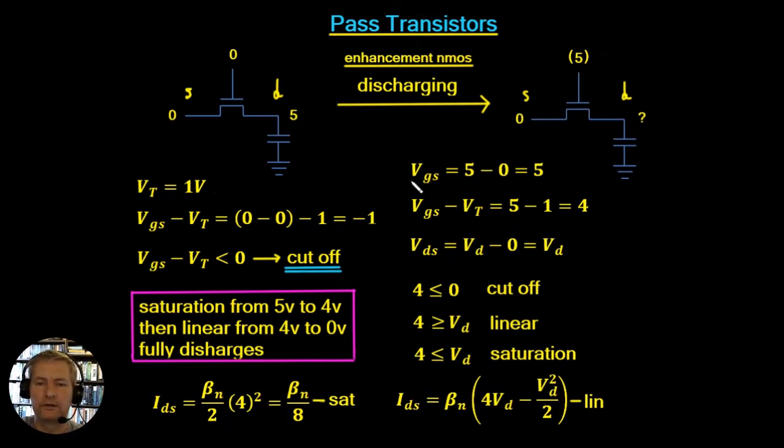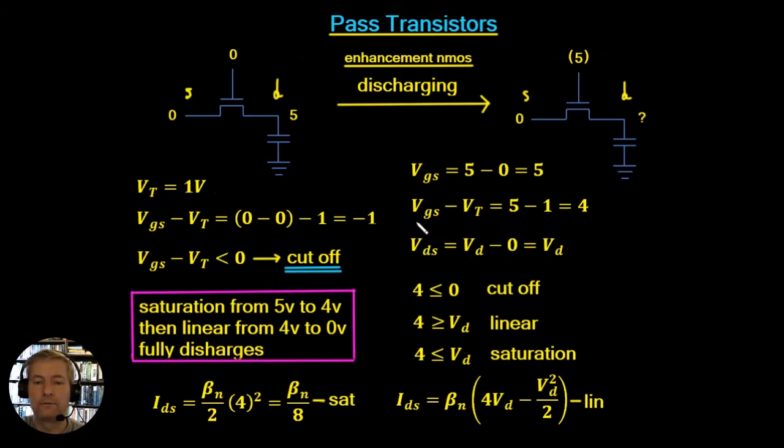Again, we can use our equations. Our VGS is now 5 minus 0, which is 5 volts. So VGS minus Vt is 5 minus 1, which is 4 volts. Now we want to compare our VGS minus Vt with our VDS. VDS is the drain voltage minus the source voltage. The source voltage is 0 and we don't know what the drain voltage is, so we'll just call it Vd. So VDS is Vd minus 0, which is just Vd.